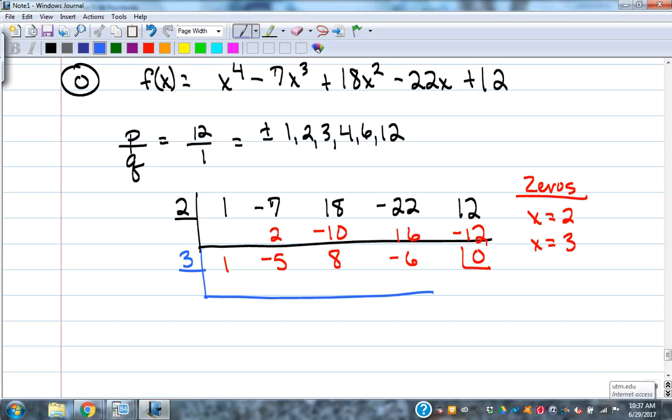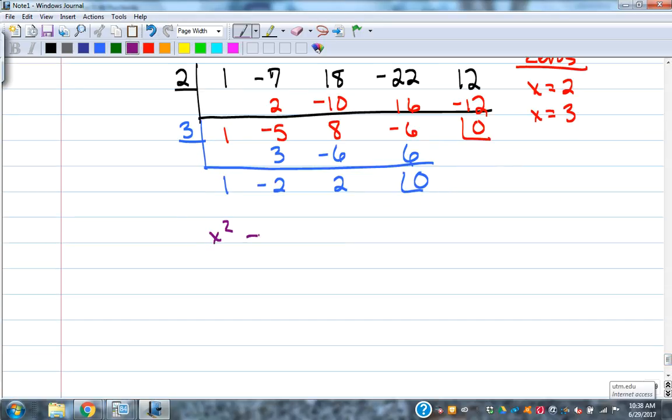Okay, I know x equals 3 is one of the zeros. I already checked it with my calculator. I know that. But I need to break down the polynomial using synthetic so that I can find the other two that I didn't see. There's the verification that 3 is a 0 of the polynomial. All right. Now, from there, I have a quadratic.